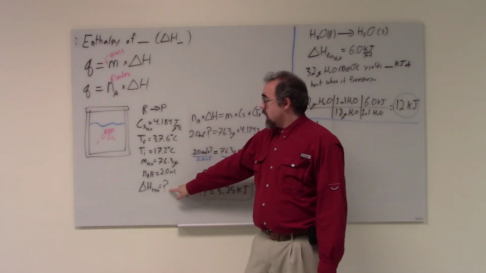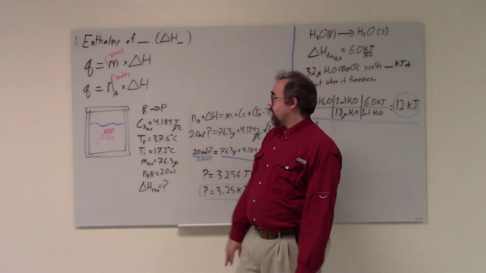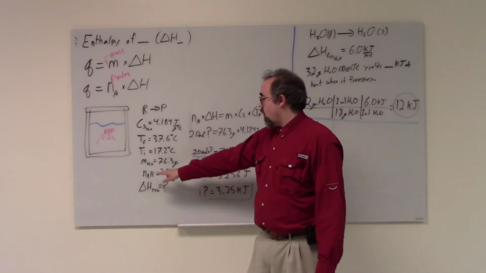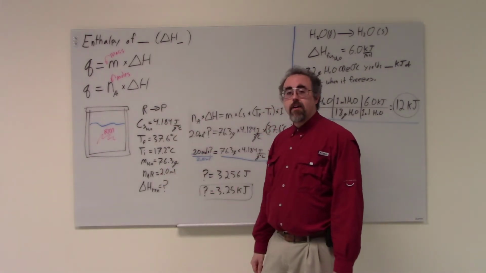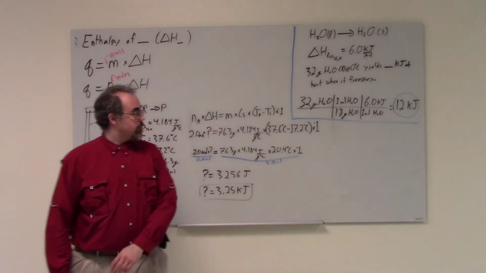And what I want to find is the delta H of this particular reaction. By the way, Rxn stands for reaction. Now, I have the moles of R for this particular reaction. I'm going to have 2 moles in this particular case. Okay, time for some math.